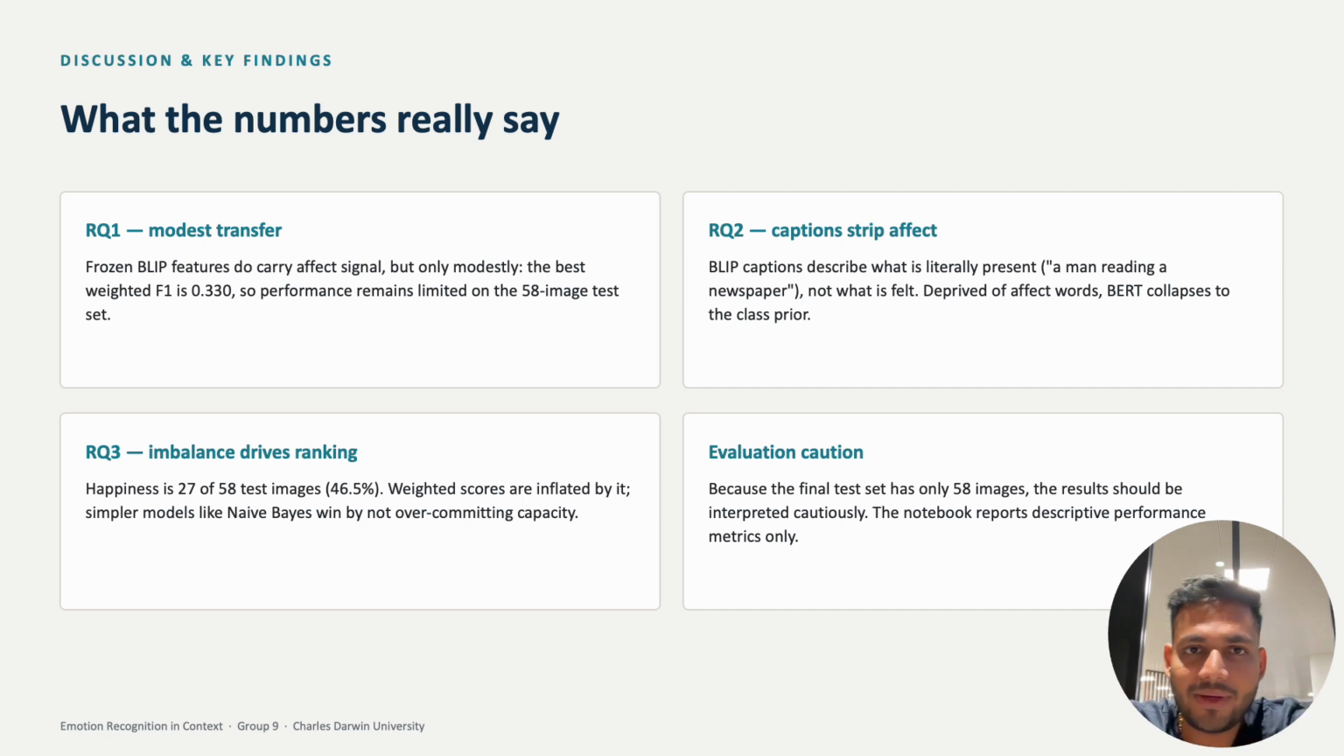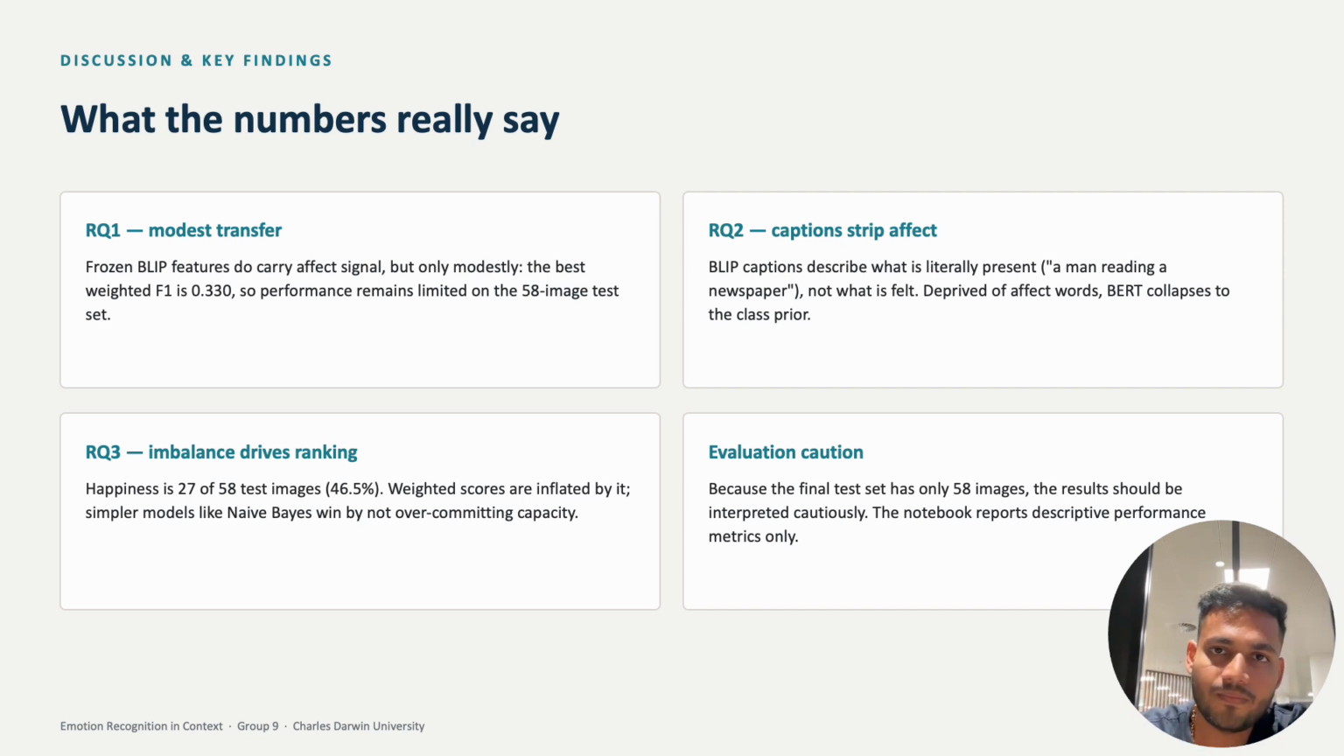So there are three main findings. First, frozen BLIP features do contain some emotion-related signal, but the performance is still limited. Second, the caption-based method performed poorly because BLIP captions usually describe objects and actions, not emotions. Third, class imbalance strongly affected the results. Common classes had more influence than rare classes. Now, Aashish will cover the training behavior, limitations, conclusion, and source code.